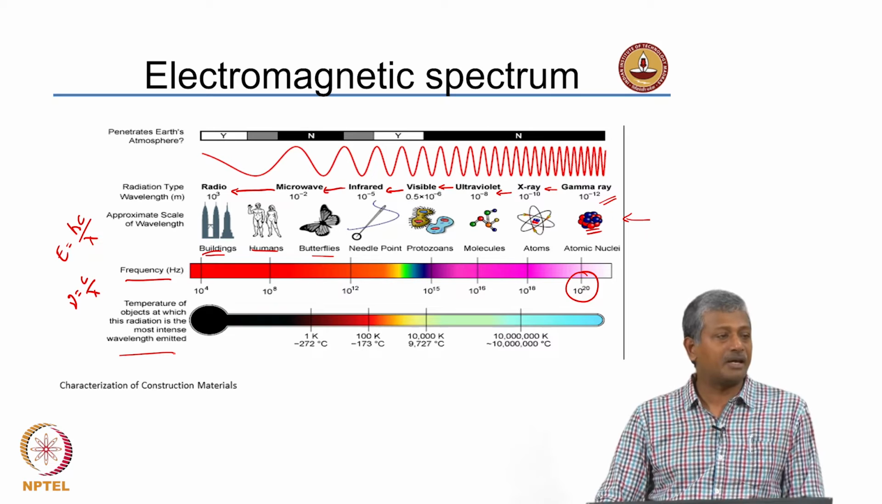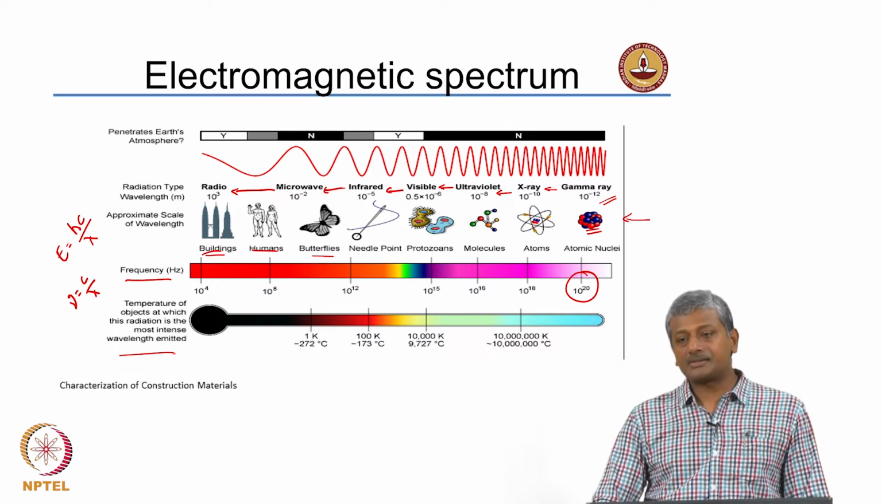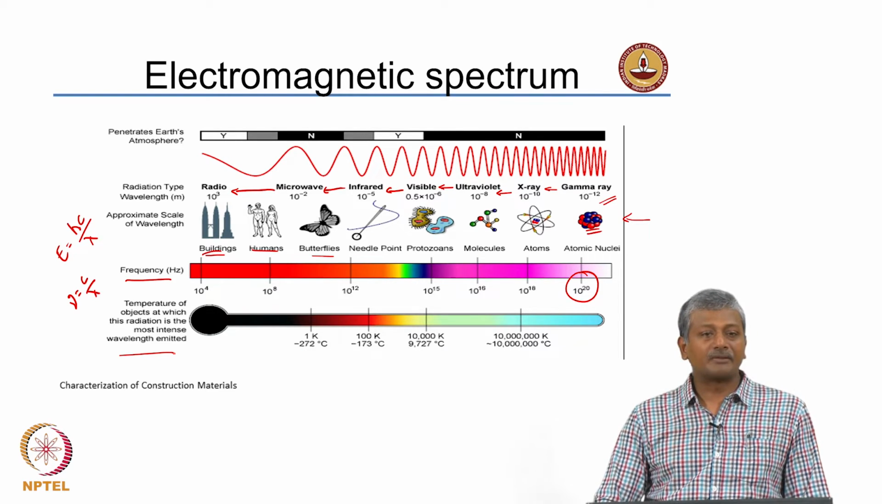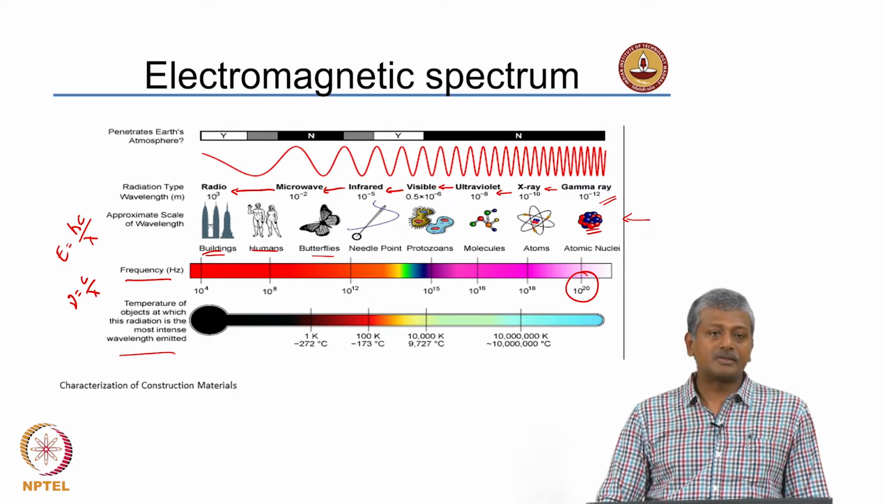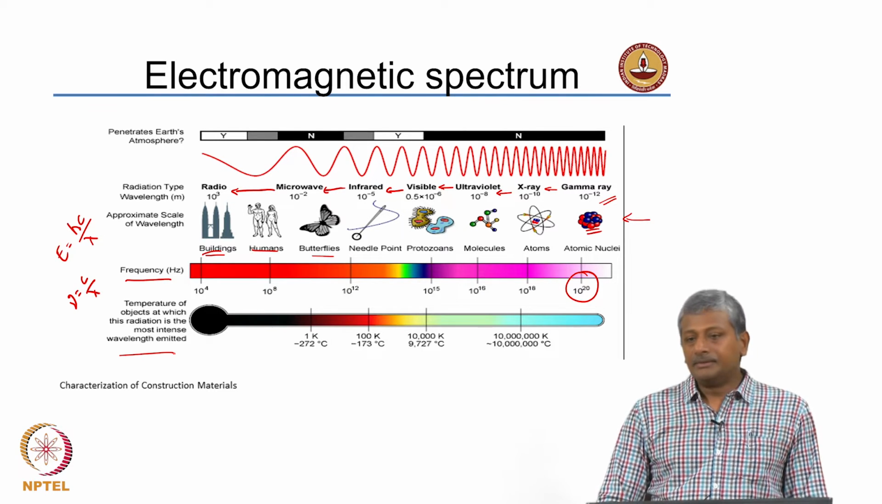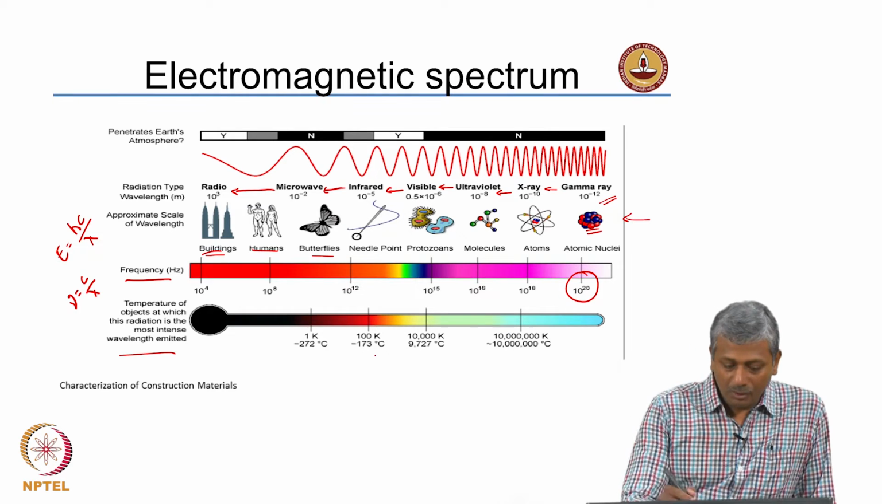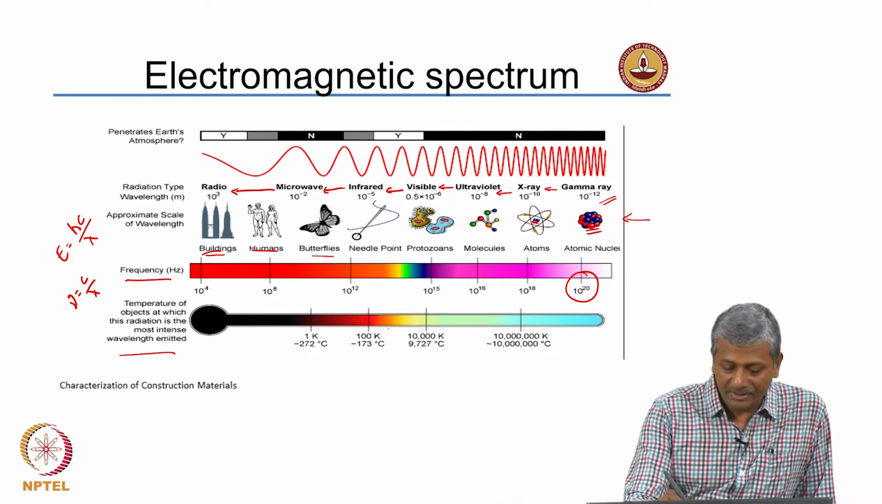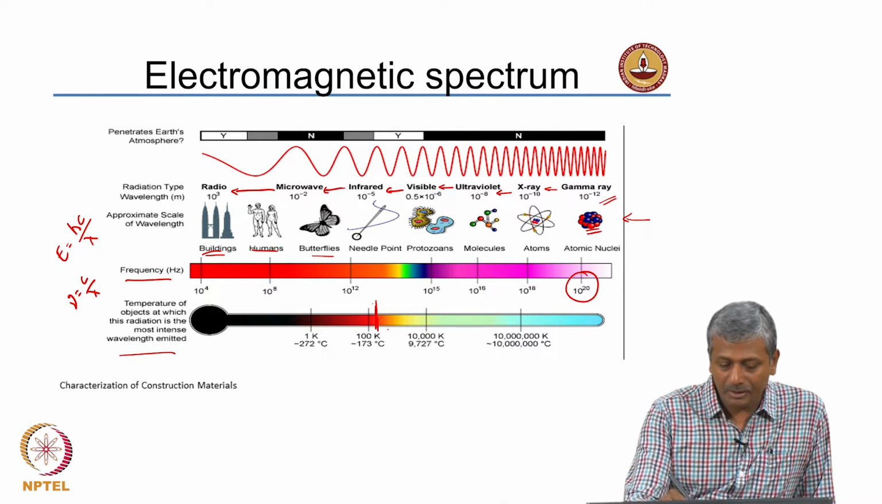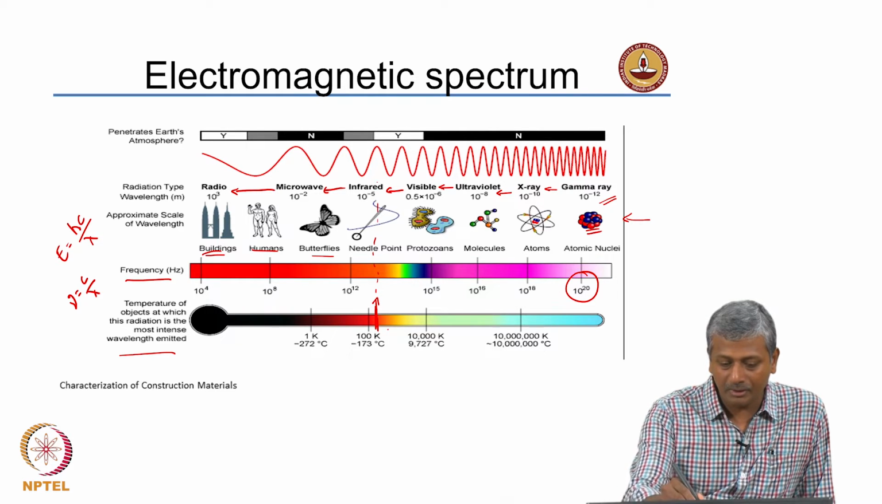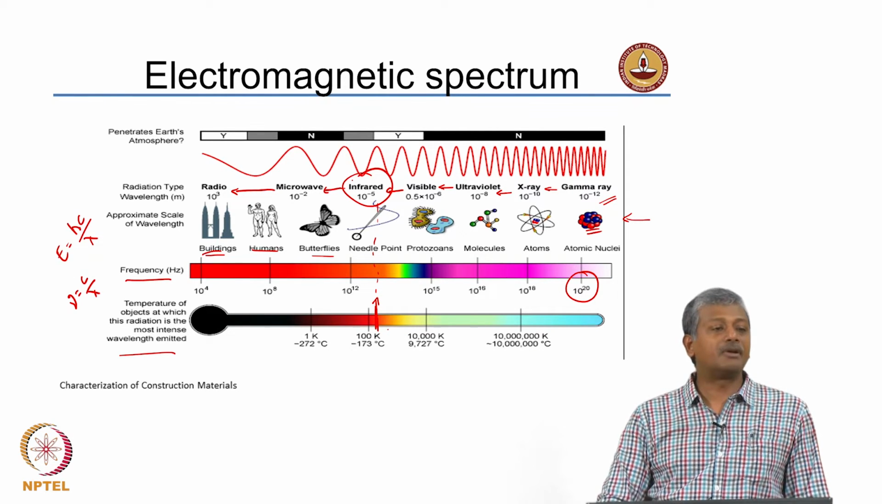What temperature are we at? 37 degrees Celsius, that is how much in Kelvin? 37 plus 273, it is about 310 degrees Kelvin. So, if you are talking about 310 degrees Kelvin, we are somewhere in this range here. If you come to this range, we are talking about infrared radiation.